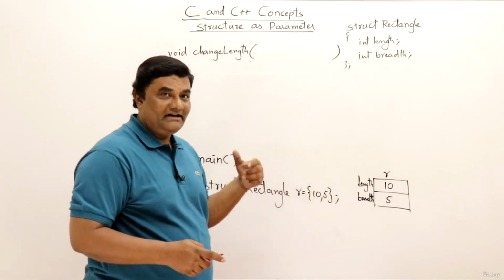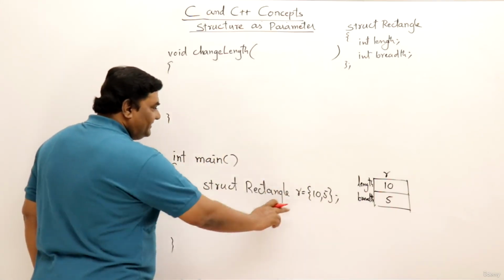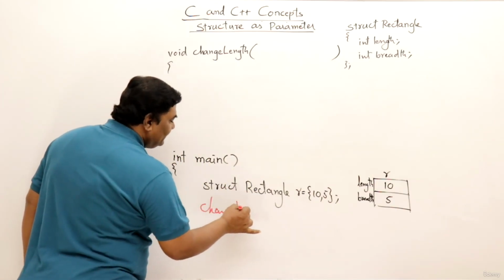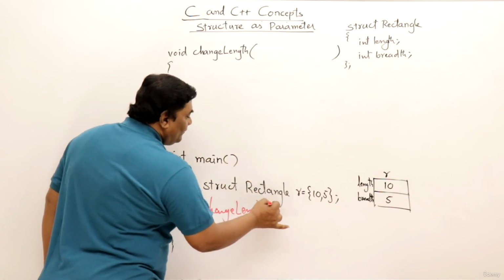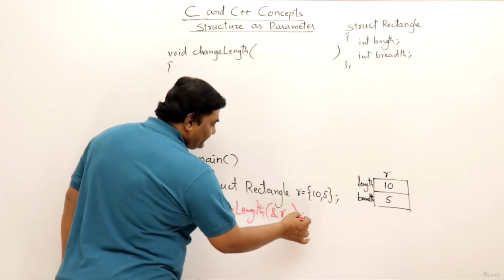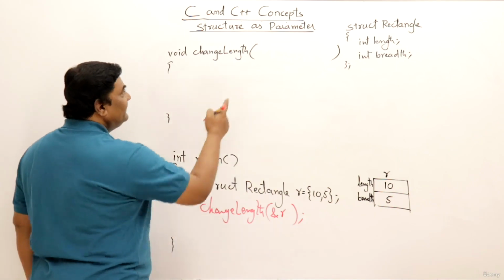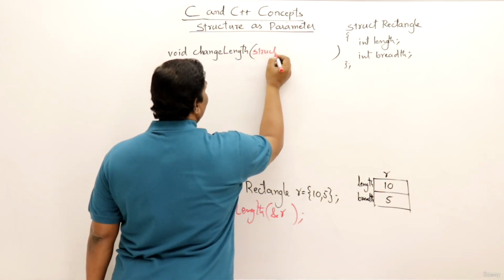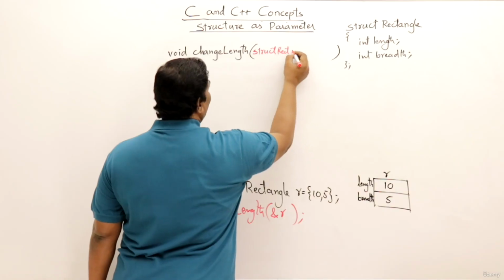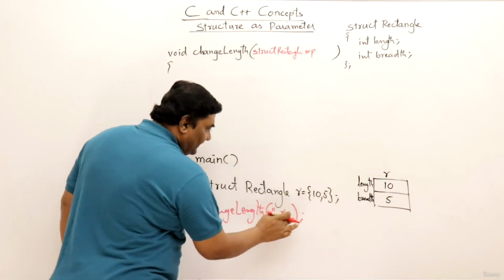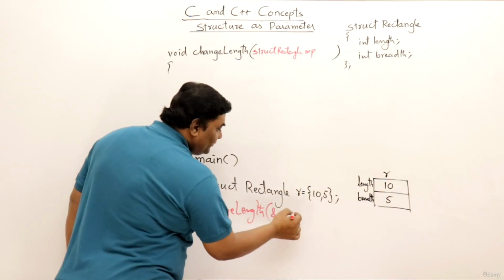Let us write call by address. First of all, from here I should call that function change length, right? Then what is the parameter I should pass? Rectangle by address, so I should pass ampersand, the address. Here it should take it as a pointer. So struct rectangle pointer, star P.